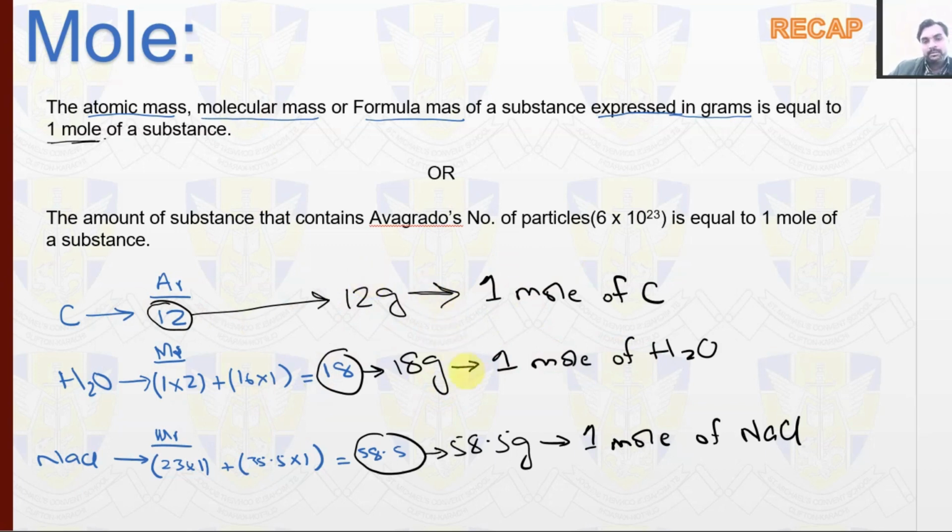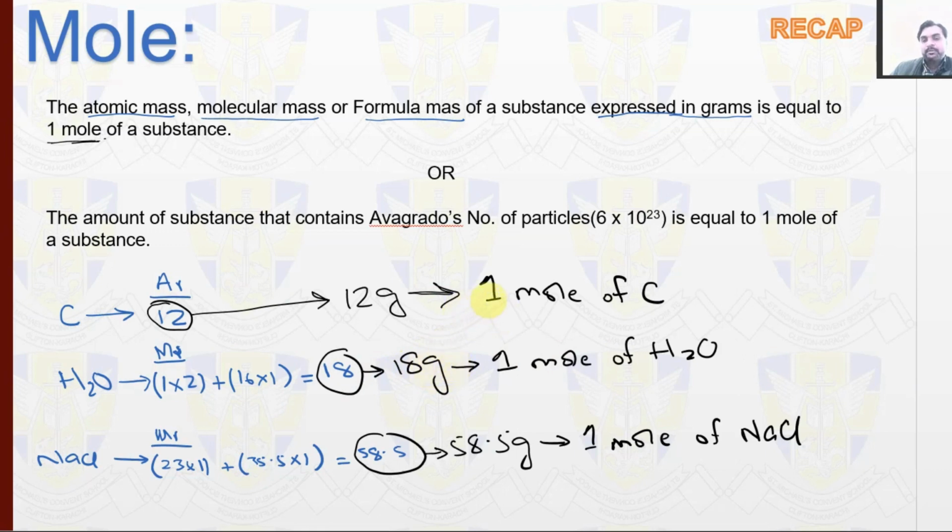One more thing I would like to add: for example, 1 mole of water is 18 grams, right? So if I ask you how much mass of water would be in 2 moles of water, obviously in 1 mole you have 18 grams, so in 2 moles it would be double, right? It would be 36 grams, right?